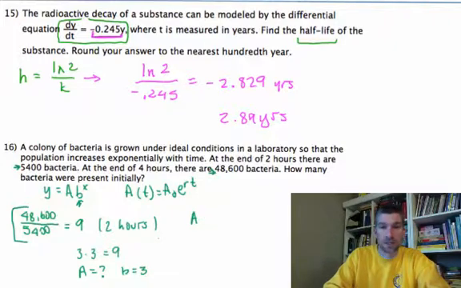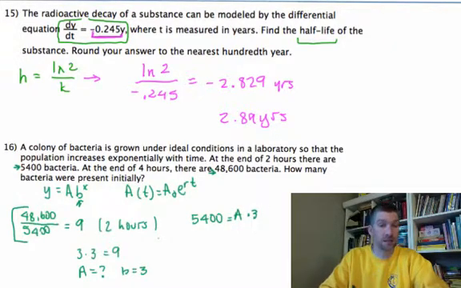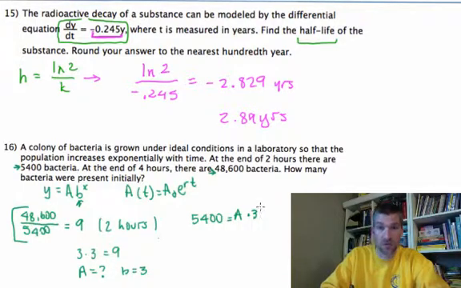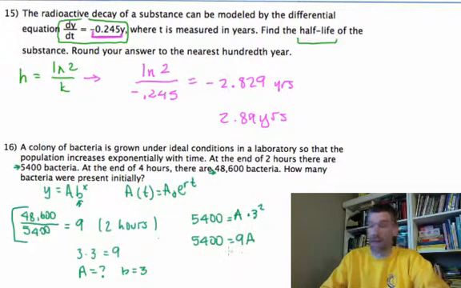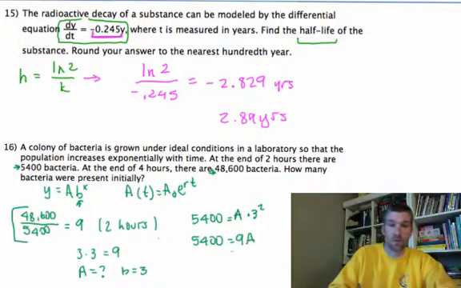let's do this actually. Let's take my 2-hour population, 5,400, equals my initial amount, I don't know, times 3, to the number of hours it took to get to 5,400. It says right here, 2. So I can work this out. 5,400 equals 9A, and when I divide that by 9, I get 600. So that right there is my initial amount.